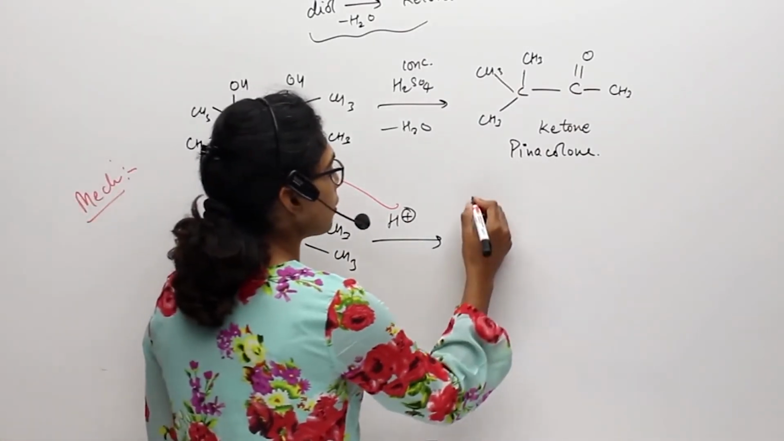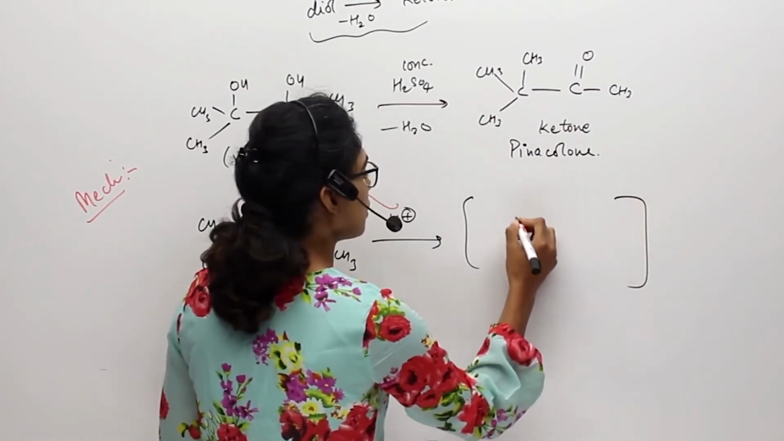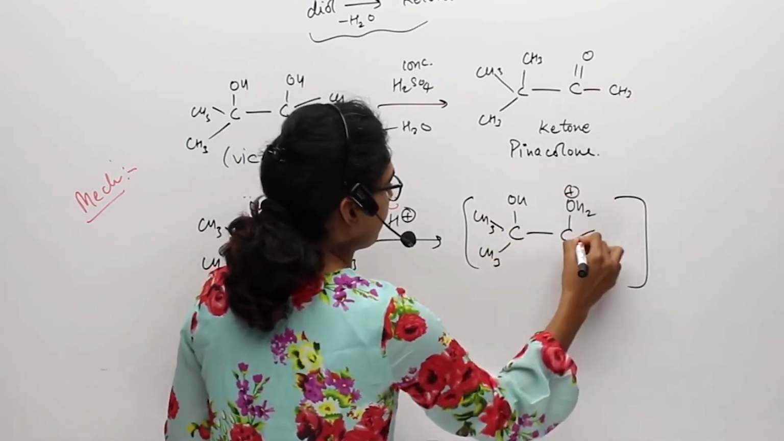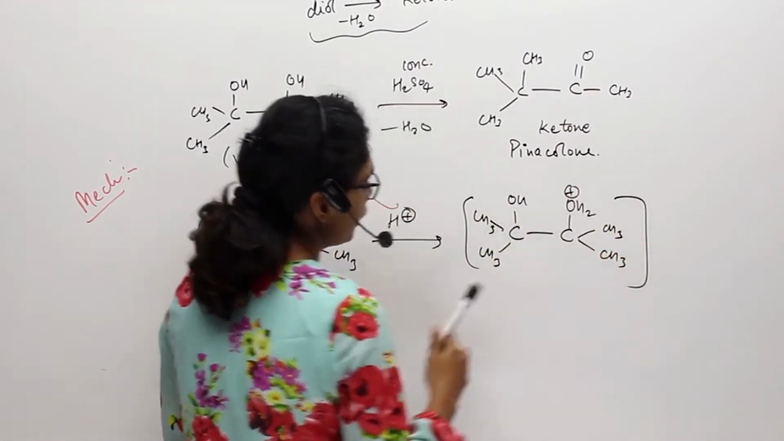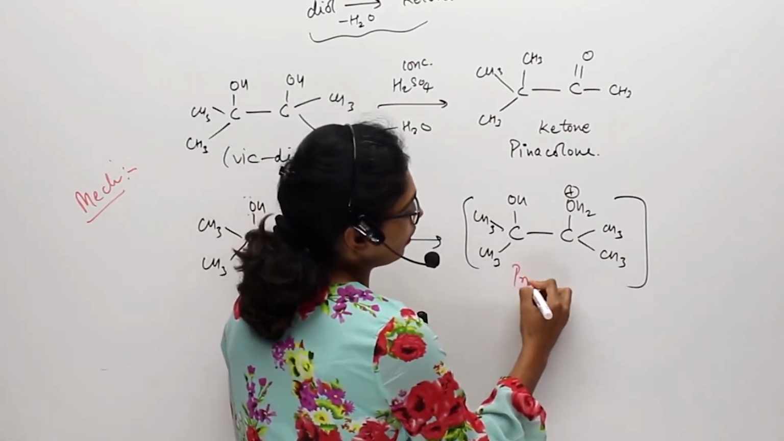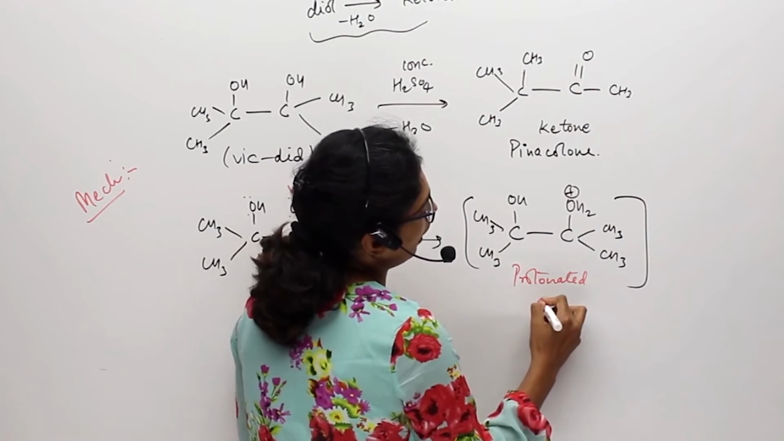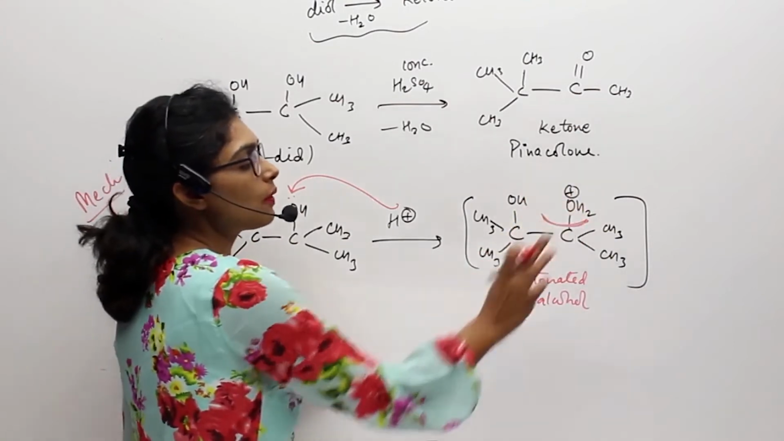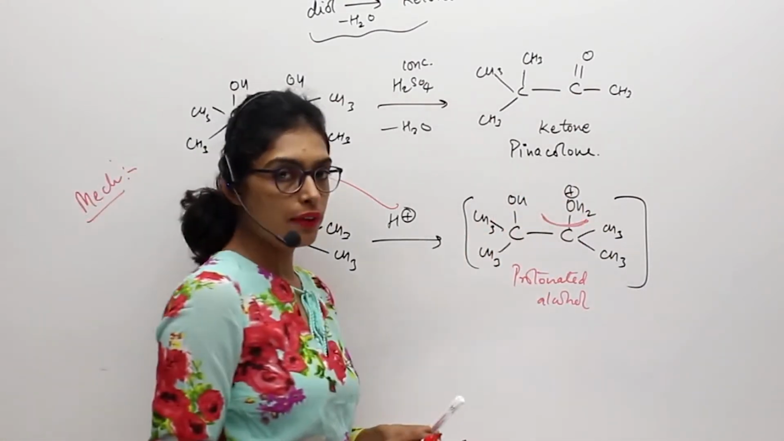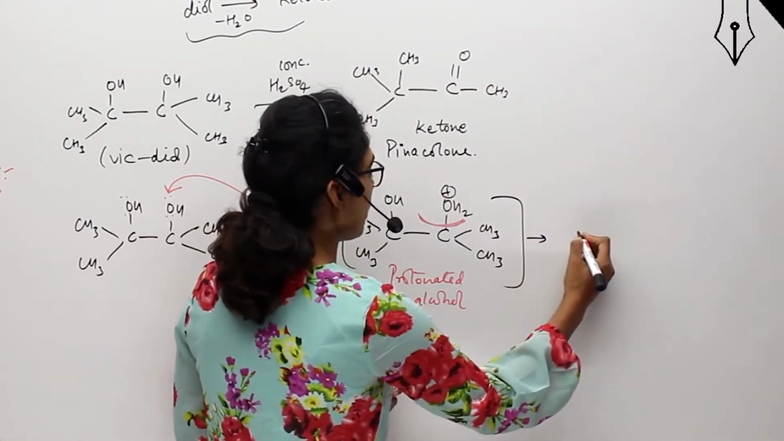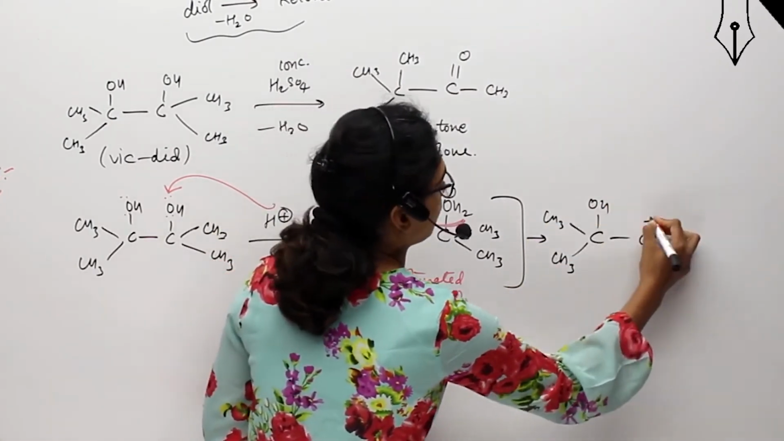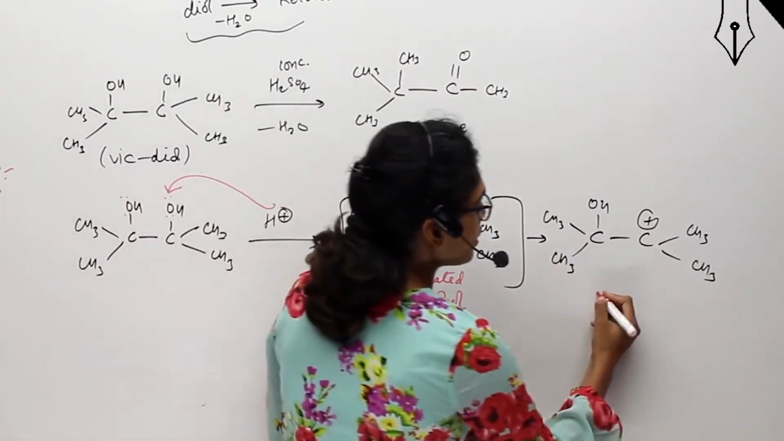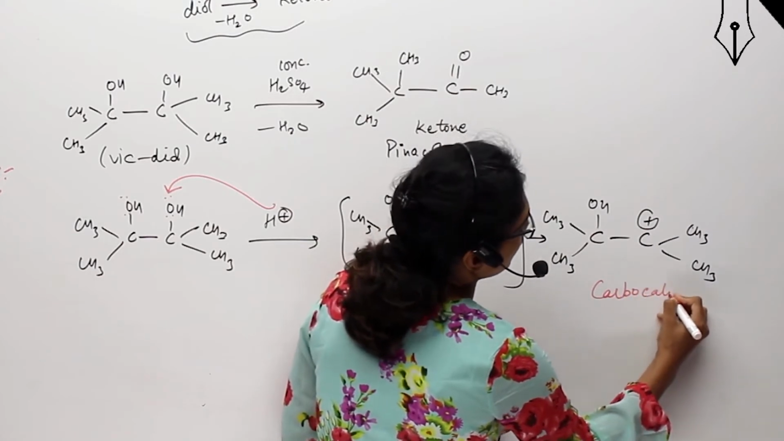So the intermediate will be formed as, this will be the protonated alcohol. Now this protonated alcohol will break its bond, this OH2 plus will break its bond with carbon, leading to the formation of a carbocation over here. So I will get CH3 over here. So this is the carbocation I have got. This is my carbocation intermediate.